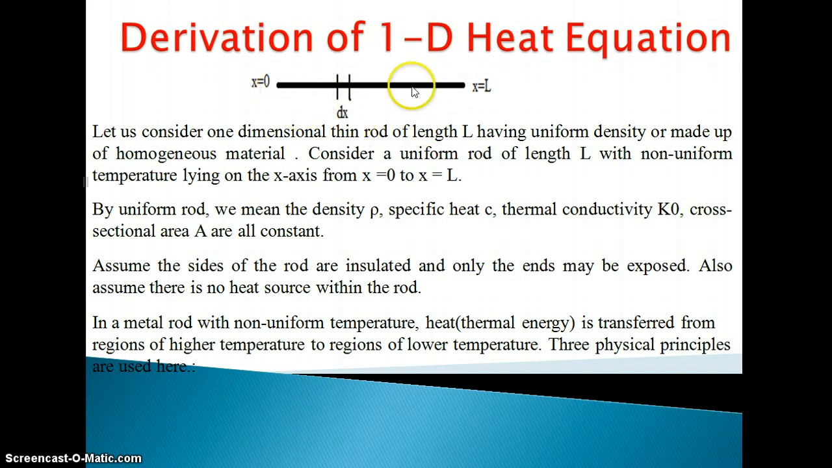The temperature of this metal rod is non-uniform, and we know that heat energy will transfer from the higher temperature region to the lower temperature region. So if we have x equal to 0 at the higher temperature and x equal to L at the lower temperature, then heat transfer takes place from x equal to 0 to x equal to L. Then how do we represent this heat transfer, or heat conduction or heat diffusion, through this one-dimensional solid? We use the following three physical principles to derive this one-dimensional heat equation.